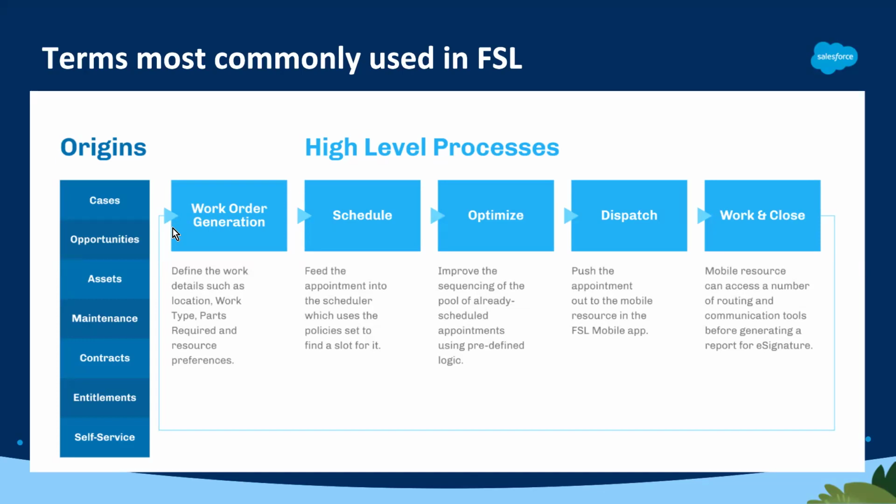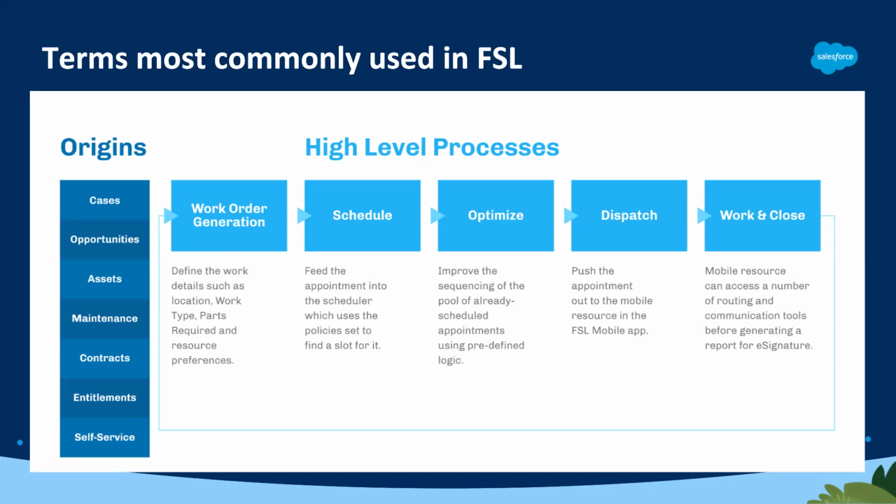Work order generation is nothing aside from what its name suggests. It's an organized way of logging into cases and creating work orders. Details such as products, accounts, assets, etc. are added onto it. Next on the list is scheduling, which, as the name suggests, is following certain policies and rules. You have to schedule some appointments, etc. Then we have optimizing, which is basically optimizing all the already scheduled appointments in a clear manner for better and easier viewing. Finally, we have two of the most important terms of FSL, dispatch and work and close.